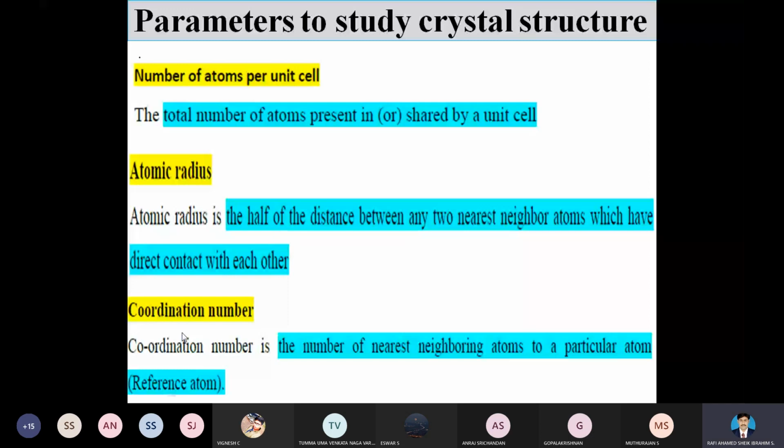The third parameter is coordination number: the number of nearest neighboring atoms to a particular atom. As I already informed, in the simple cubic crystal structure, we consider a corner atom as the reference atom. For that reference atom, we have to find the nearest neighbors. How many atoms are located near the particular reference atom gives the conclusion for the coordination number.